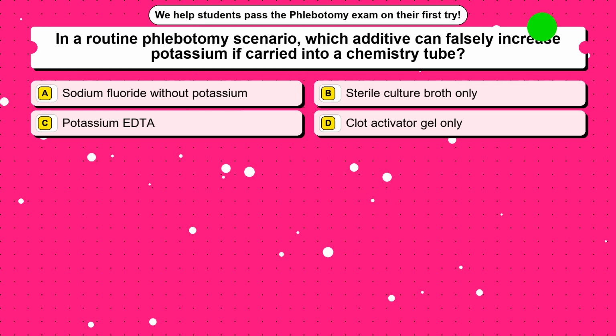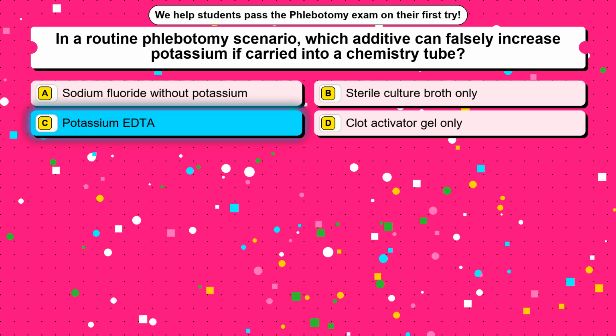Question 11. In a routine phlebotomy scenario, which additive can falsely increase potassium if carried into a chemistry tube? Option A, sodium fluoride without potassium. Option B, sterile culture broth only. Option C, potassium EDTA. Option D, clot activator gel only.